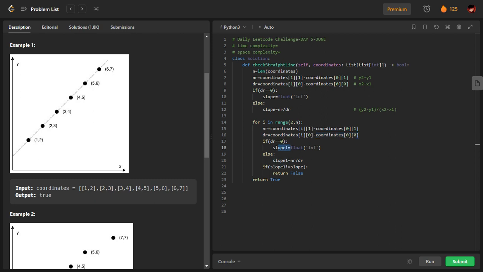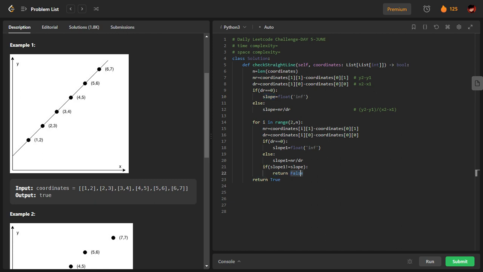Then in this case, it's slope 1 equal to float of increment. Else the real slope 1 is calculated. Then I'm checking if the current slope which I get, that is slope 1, is not equal to this slope. In that case, I'm returning false.